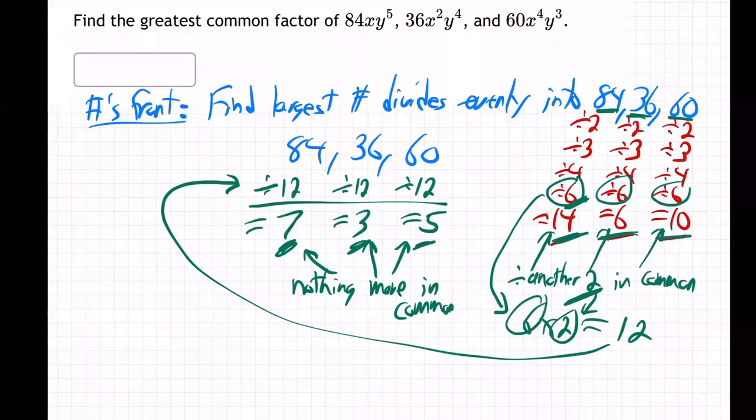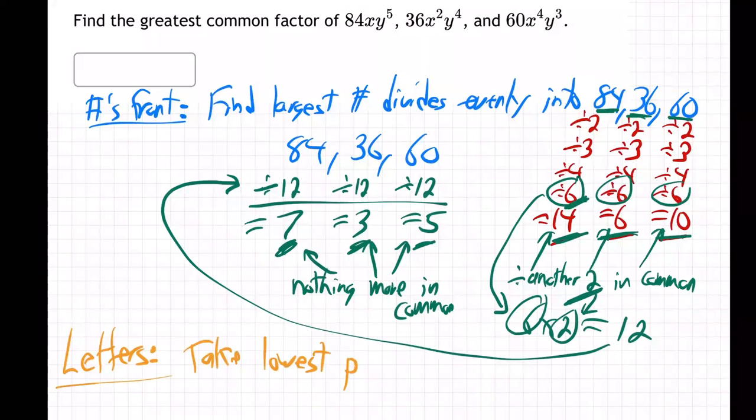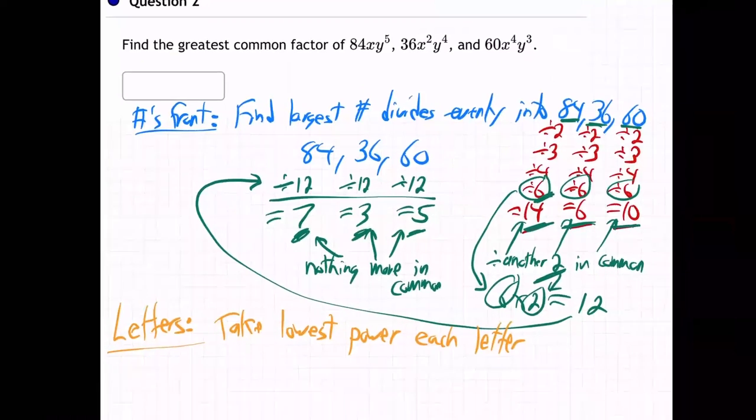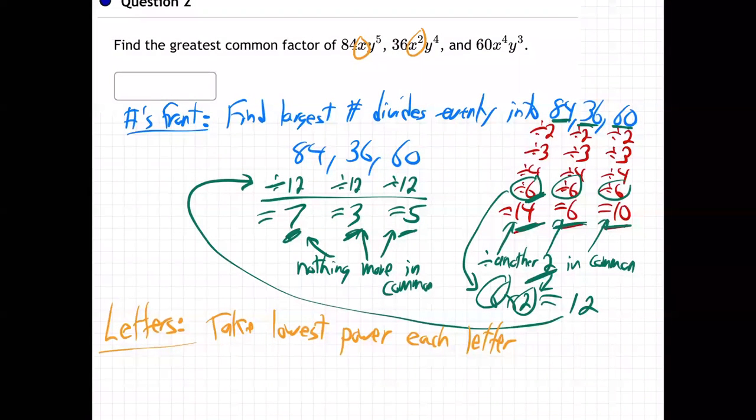All right, so there's that. And then how do you do the letters? Well, for the letters, you take actually the lowest power for each letter, because that's what they have in common, right? What they share. So when it comes to x's, one has x, the other has x squared, the other has x to the 4th. So x is the lowest. And then when it comes to y's, y to the 5th, y to the 4th, y to the 3rd, y to the 3rd is the lowest. So that's what they all have.